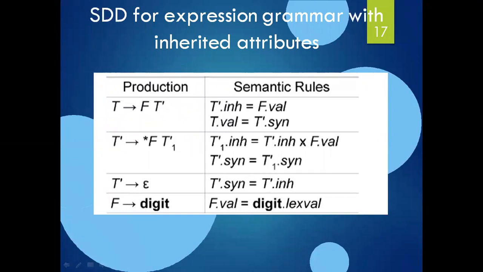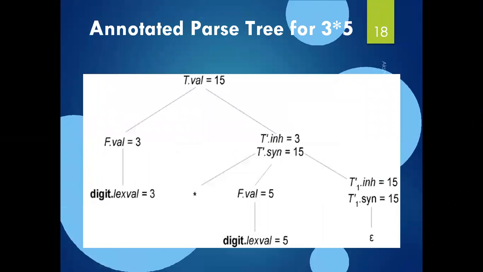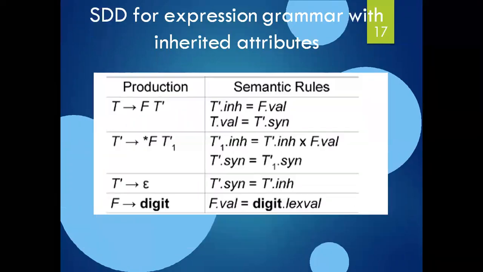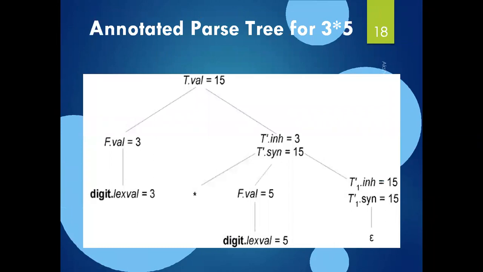For these semantic actions we have an annotated tree representation for the input 3 into 5. Again, the processing is done in a bottom up fashion, that means we are using post order traversal. The starting symbol of the given grammar is T, so the value should be obtained at the root node T. Then only I will terminate the process. Is it clear now?